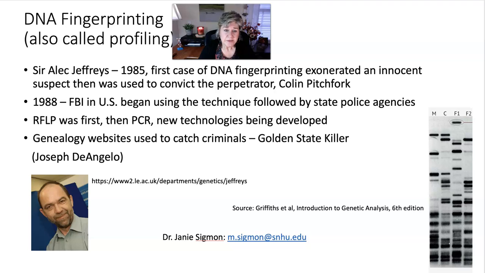So this all began in 1985 with a fellow whose picture I posted right here, and he has since been knighted, so we call him Sir Alec Jeffreys. He was and is a geneticist in England, and he was working on this particular technique where he was chopping up DNA and then spreading it out according to the size of the pieces that he was getting, and he was looking to see if he could figure out how to tell one person's DNA from another person's DNA, and he actually figured it out.